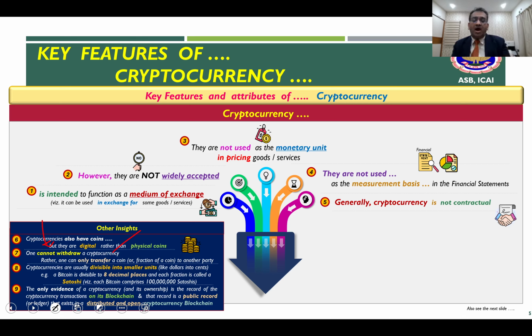So now let us see in the next slide what is the possible accounting. Having understood these features, what is the possible accounting for cryptocurrency, or what one can potentially apply if you are holding the cryptocurrency. So, possible accounting for holders of cryptocurrencies.